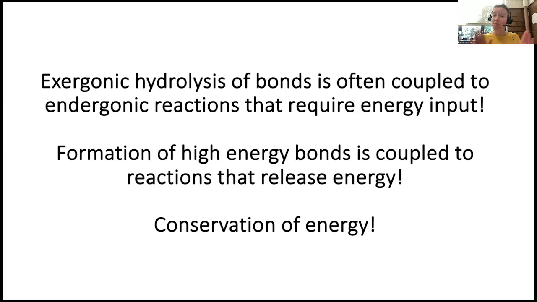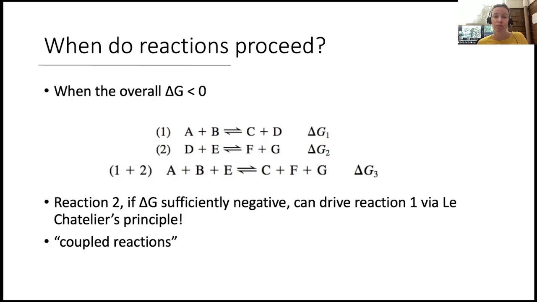So let's just have a bit of a foreshadowing here of things we're going to learn over the next few weeks so that when we see them, we're more comfortable with them. So, quick reminder, folks. When are reactions spontaneous, or when do reactions proceed? When the overall delta G is less than 0. Recall, a negative delta G is spontaneous, is favorable.